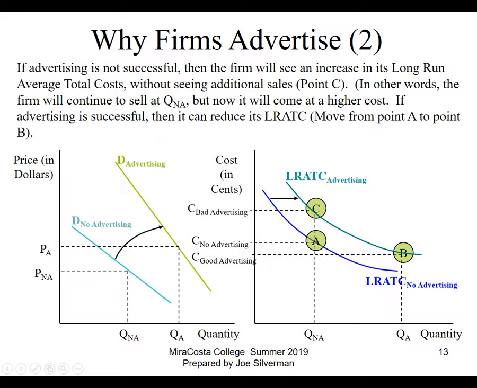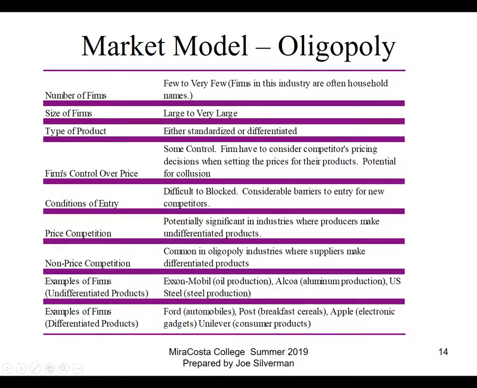And at B, your long run average total cost would actually be less than the long run average total cost when you were not advertising, when you were on the lower long run average total cost curve, because you were higher on the long run average total cost curve without advertising than you are over here on the green long run average total cost curve with advertising. So that's one of the reasons why firms will invest in advertising.